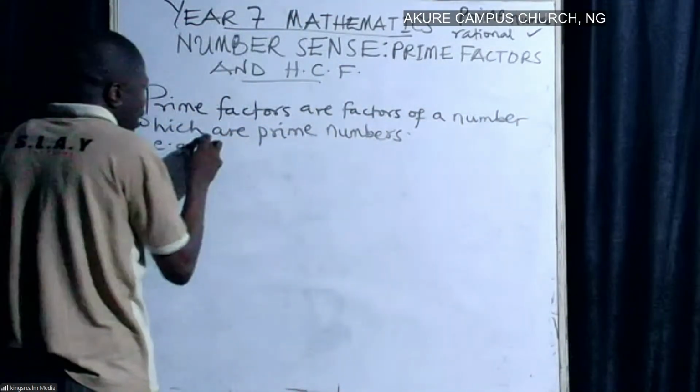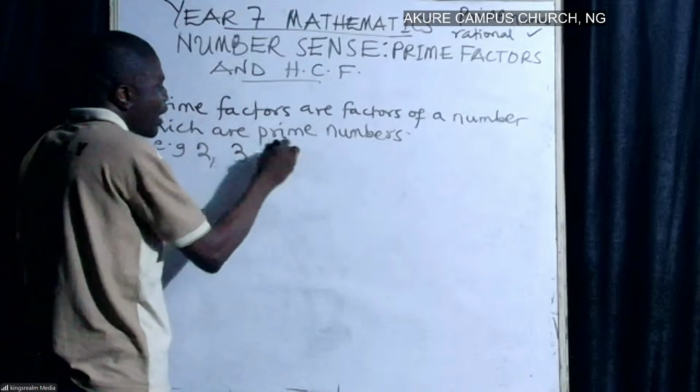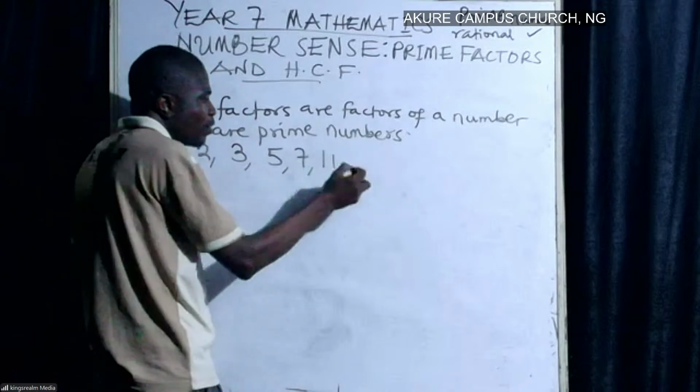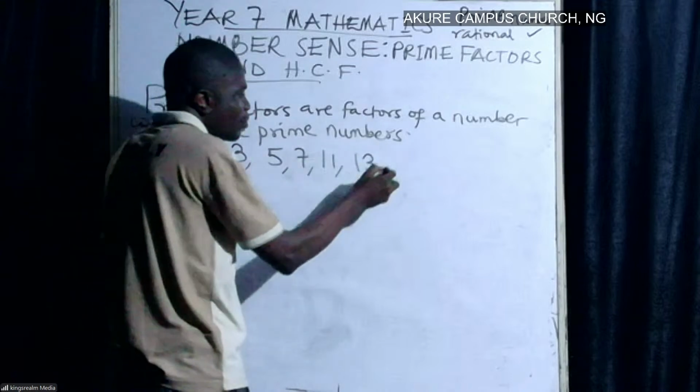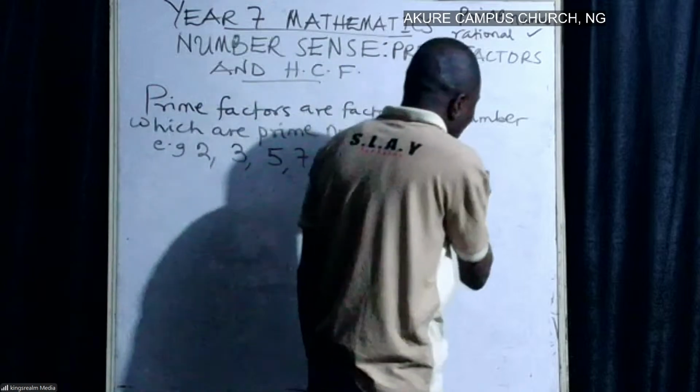Prime numbers, we have 2. 2 is a prime number. 3 is a prime number. 5 is a prime number. 7 is a prime number. 11 is a prime number. 13 is a prime number. 17 is a prime number. 19 is a prime number, etc.